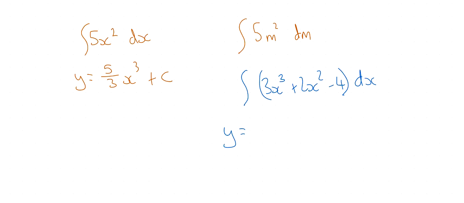All right, so you should have ended up with some weird fractions for this one. You should have ended up with 3x to the power of 4 over 4 plus 2x cubed over 3 minus 4x plus c. Did we end up with that? Good.